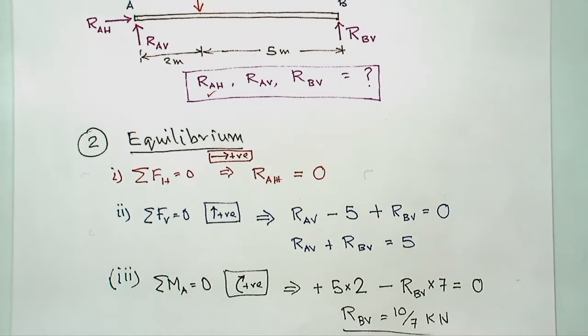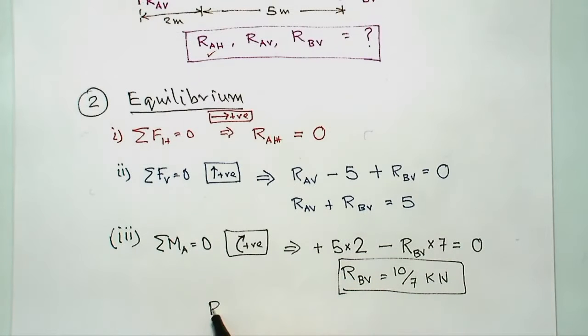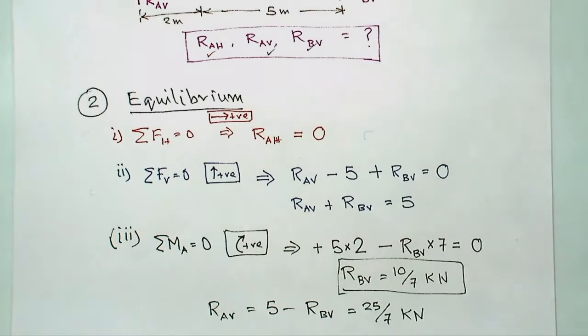Once you know that, then you can go back to the previous equation. So RAV would be 5 minus RBV. So that would be 5 times 7, which is 35, so that would be 25 over 7 kN. So you can now know all three forces in this way. So try to solve as many problems as you can.